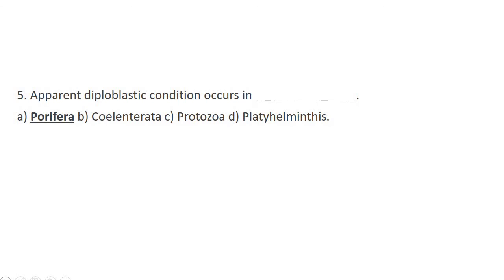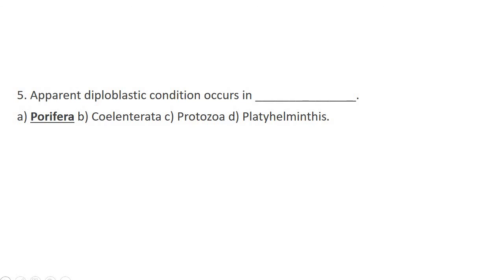Apparent diploblastic condition occurs in the phylum Porifera. That is the correct answer. So Coelenterata has absolute diploblastic condition. Protozoa has no diploblastic condition. Platyhelminthes has triploblastic condition. Okay, one more point I forgot here.